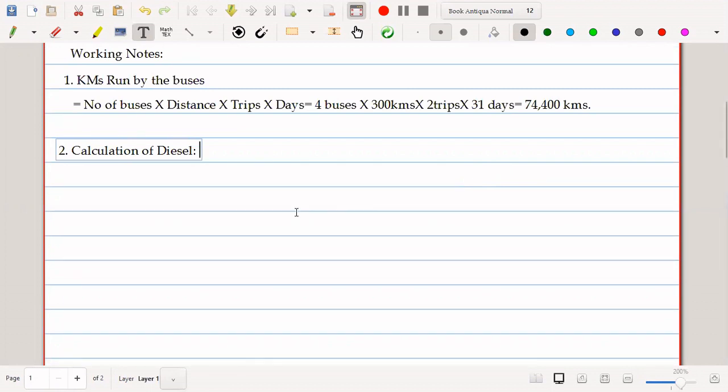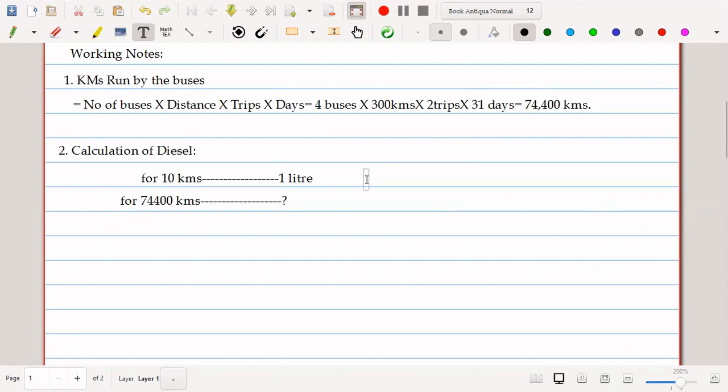So for 10 kilometers, how much diesel is required? It is 1 liter. But how many kilometers are run by the buses? 74,400 kilometers are run by the buses. So for 74,400 kilometers, how many liters of diesel are required? This is to be calculated now.